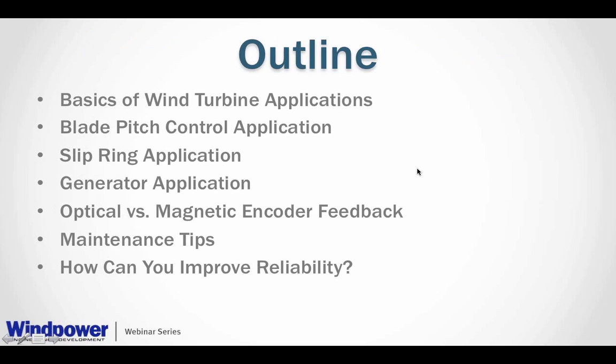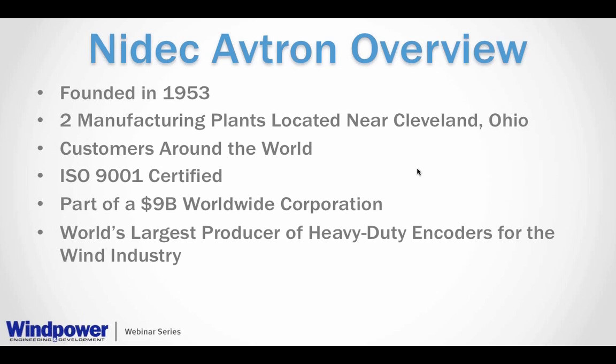All right, looks like I should have control of the presentation, and I do. Before we talk about wind turbines, let me tell you a little bit about Nidec Avtron and why we think we're qualified to talk about this industry. We were founded in 1953 in Cleveland, Ohio. We presently have 2 manufacturing plants still located near Cleveland, but we have a global customer base. We travel around the world serving wind turbine customers in Germany, all of Europe, North America, China, India, and many other smaller installations. We are part of a $9 billion worldwide corporation. Many of you may know the Avtron name as a small independent company, and we were acquired by Nidec, a $9 billion publicly traded company. We are the world's largest producer of heavy-duty encoders for the wind industry. So we think that gives us some pretty good experience in understanding this.